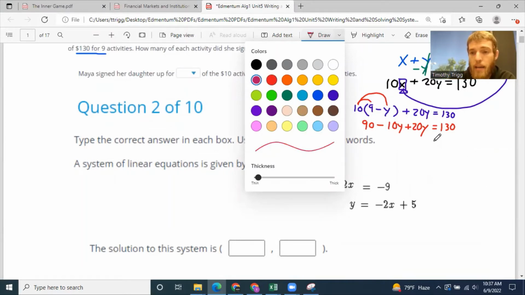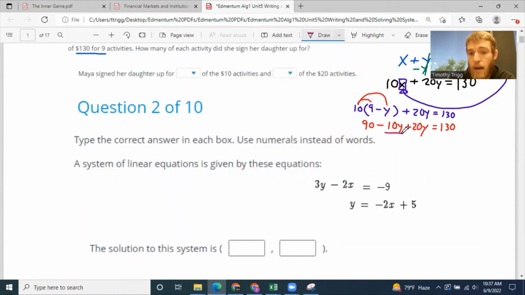Now, can I combine anything here on this left side? Well, yeah, we can combine this negative 10y with this positive 20y. Those combine to give you 10y, don't they? So negative 10y plus 20y, well, it'll be 90 plus 10y. Now we're going to solve for y. I want to get y by itself. What would be my first step? I would subtract 90 on both sides of the equation, giving us that 10y is 40.